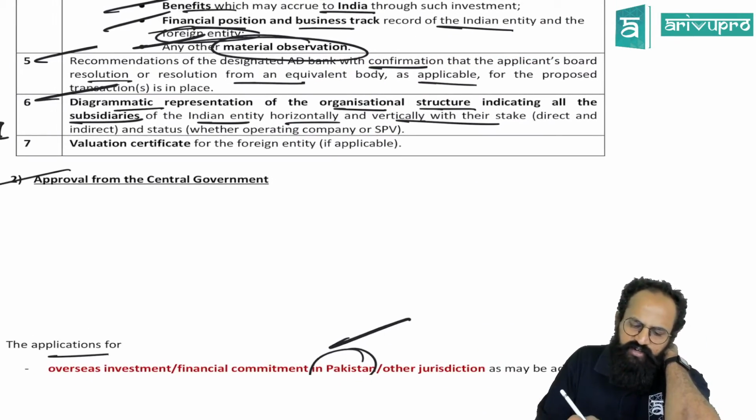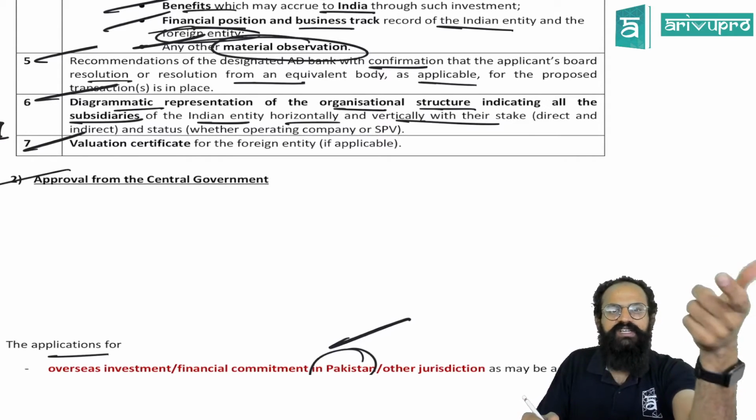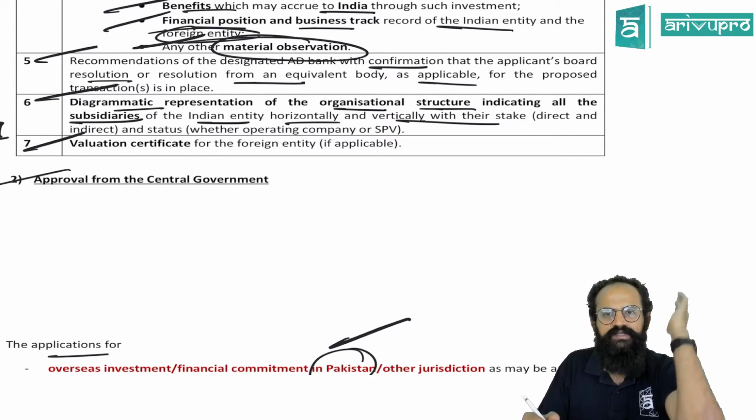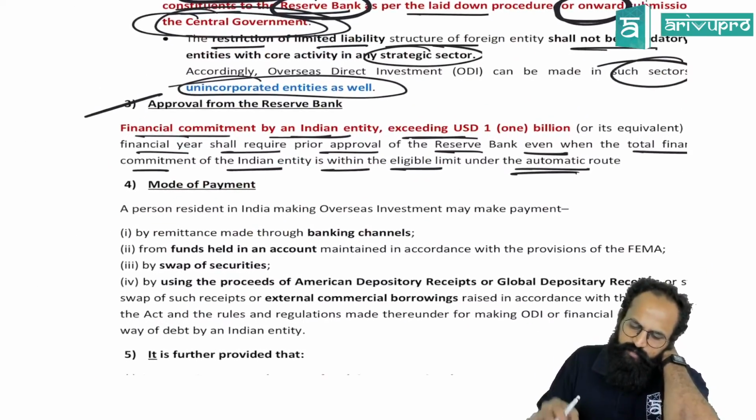And a valuation certificate. What is the basis for the price at which you are investing? How did you determine that this is the price you need to invest? You need to give all of this. Clear? Okay. That covers approval of the central government.